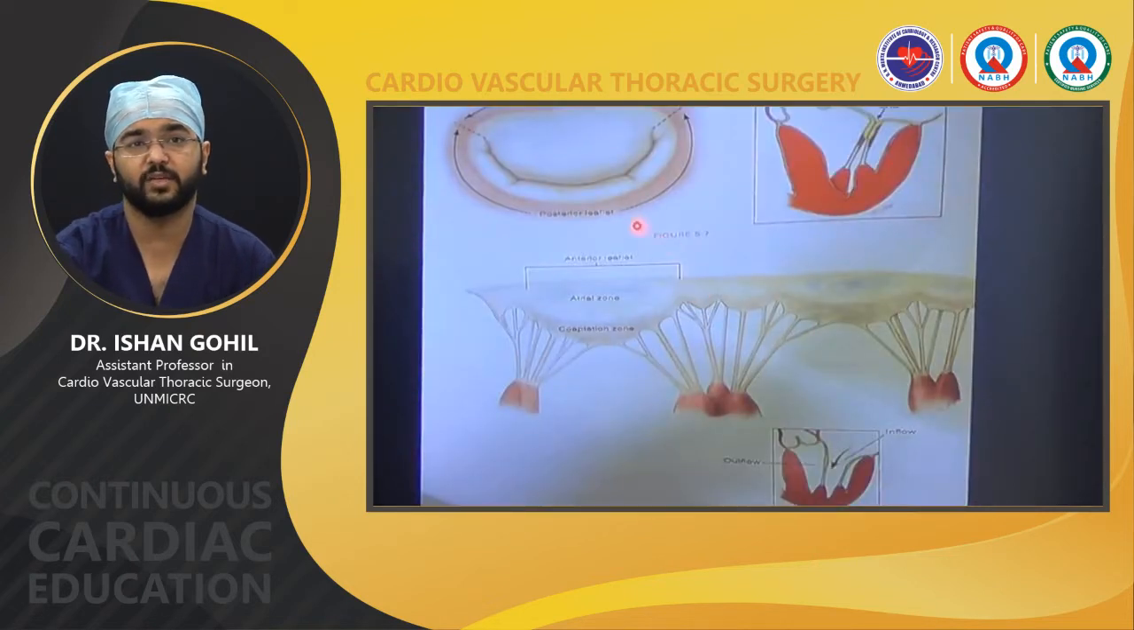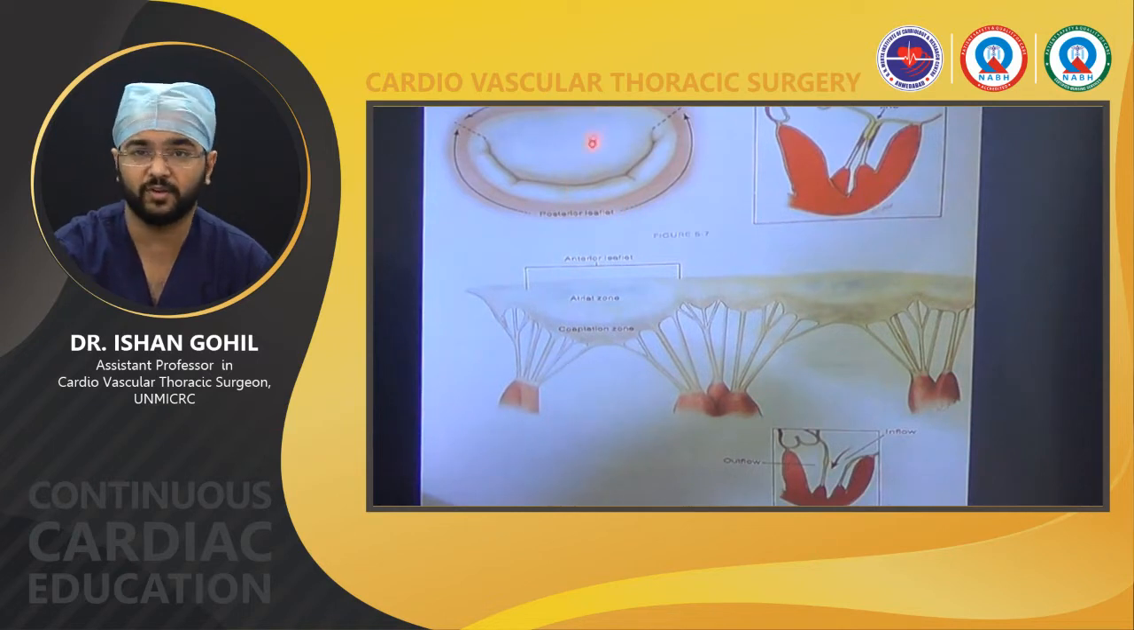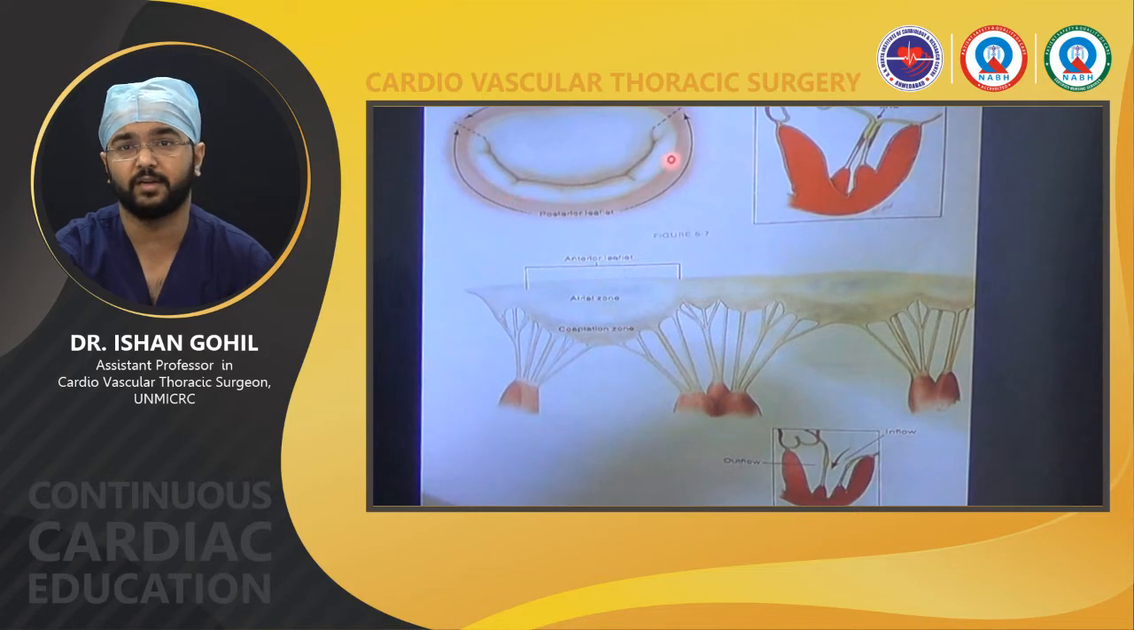So basically, as we have seen before, there are two leaflets of the mitral valve, anterior and posterior. The anterior leaflet is also called the aortic leaflet and the posterior leaflet is also called the mural leaflet. But strictly speaking, they are more of an anterior superior and posterior inferior leaflet because the axis is not in one plane. It is somewhat of an oblique axis.